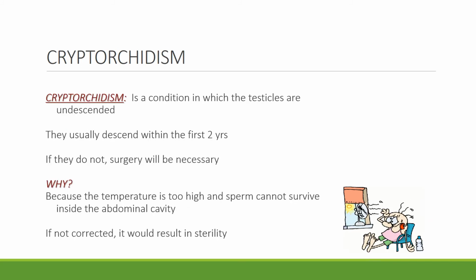There is a condition known as cryptorchidism. Crypto means hidden, and orchio refers to the testicle. So cryptorchidism is a condition in which the testicles are undescended. Usually they will descend within the first 2 years, but if they do not, then surgery would be necessary. And the reason surgery is necessary is because the temperature is too high in the abdominal cavity and the sperm cannot survive here. If it's not corrected, the result would be sterility.